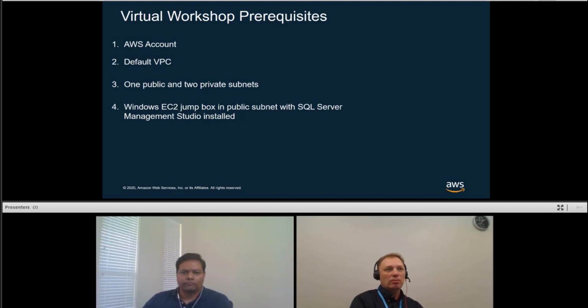You don't want to be deploying your databases into a public subnet where they are accessible from the internet. But in order for us to access and interact with those instances, we're going to have a jump box, an instance sitting in the public subnet, which brings us to point number 4. We're also going to need a Windows jump box sitting in that public subnet with SQL Server Management Studio installed on it. I hope that makes sense.